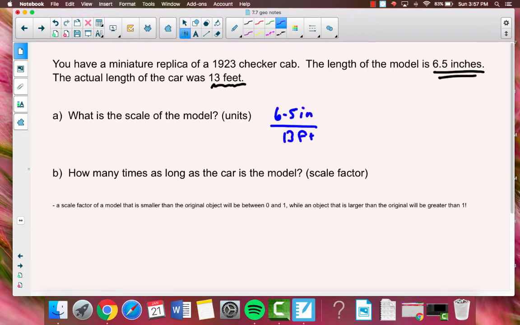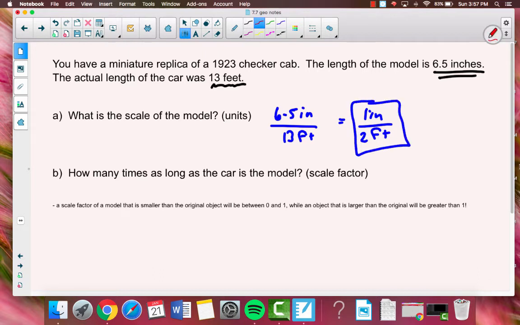And then remember, we said in scales, we want to reduce it down as much as possible. Usually you want to have 1 to something if you can. So if I divide both top and bottom by 6.5, I get for every 1 inch, I am going to have 2 feet in my actual car. So what this means is every inch on your model represents 2 feet for the actual checker cab. And this would be my scale.